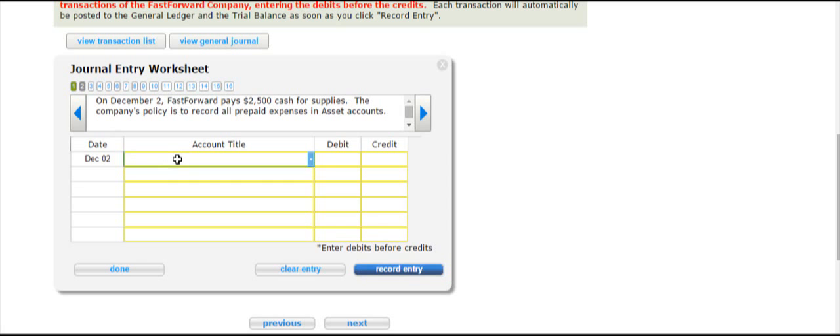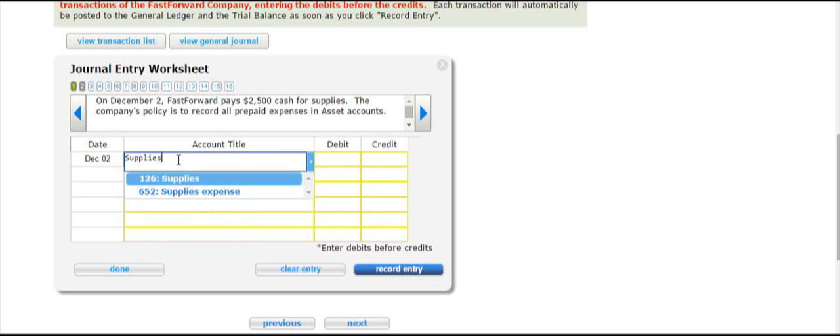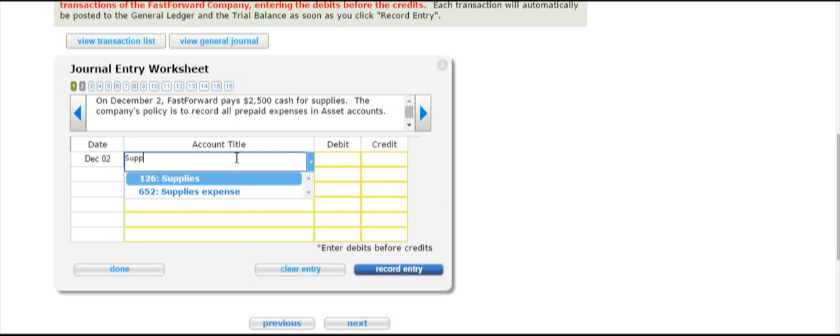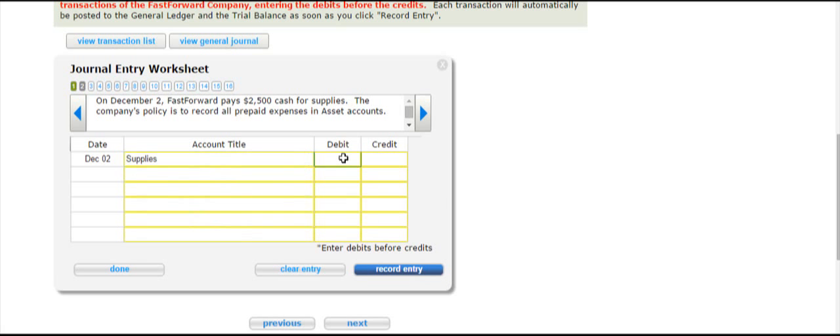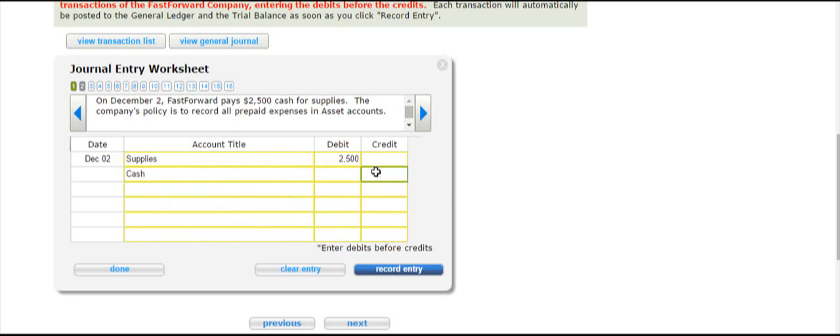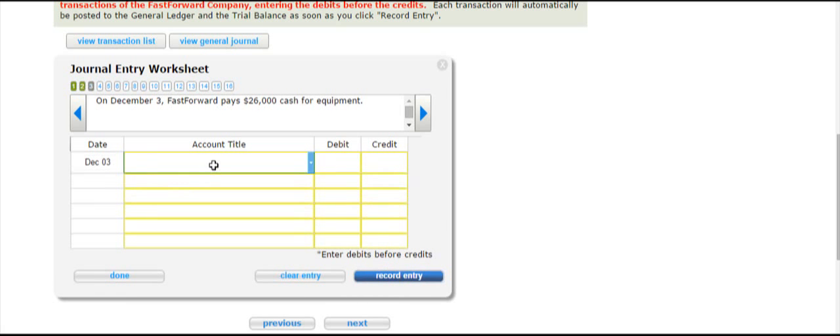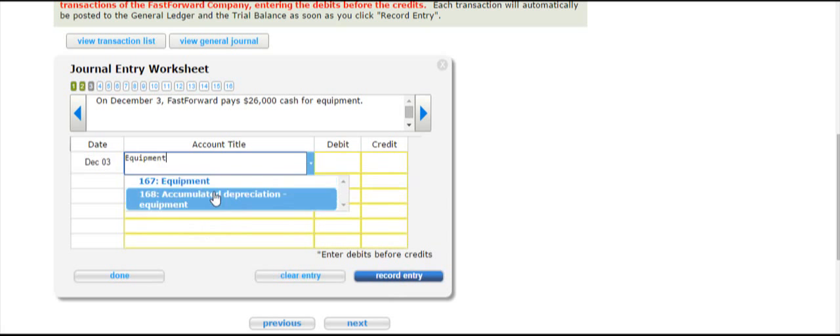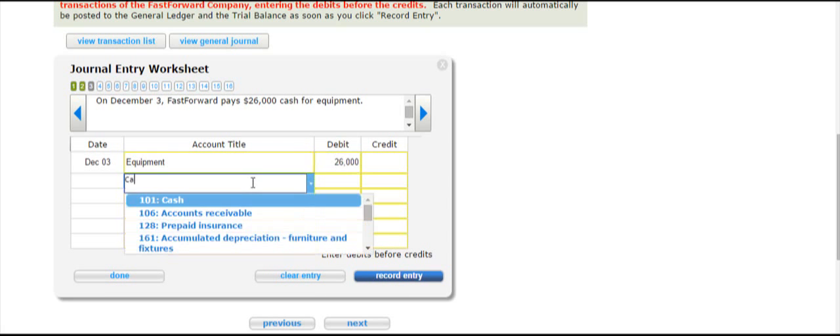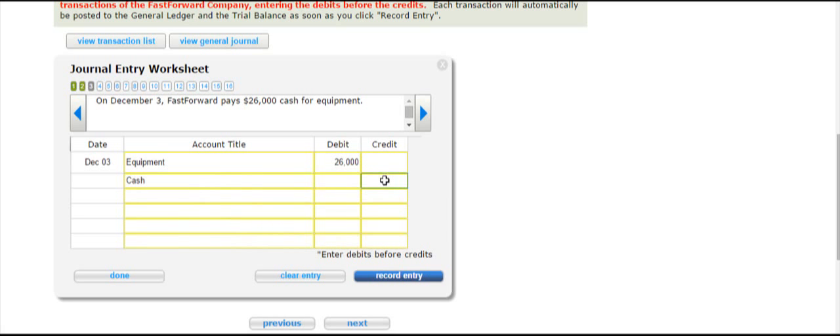On December 2nd, pays cash for supplies. Supplies will be debited $2,500. Cash is credited the same amount. Record the entry. Equipment $26,000. Cash $26,000. Record the entry.